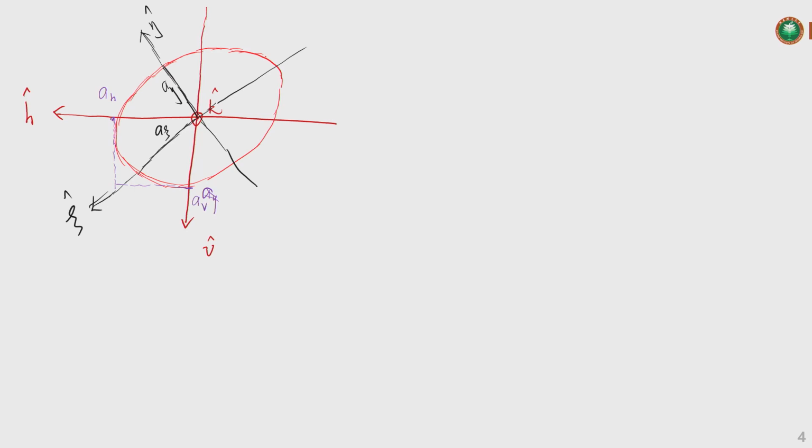So we define two angles. The first angle is the angle defined from V to the psi axis. We call it psi here. So psi is the rotation angle.